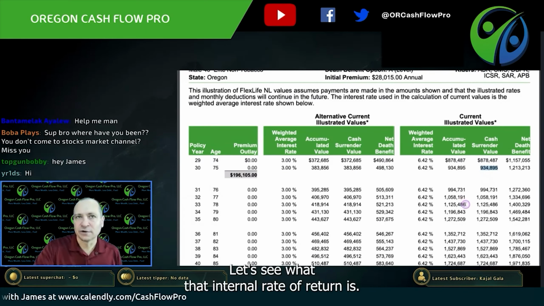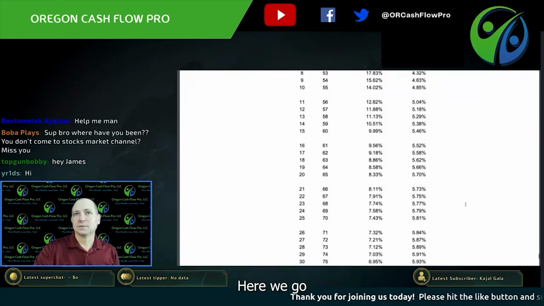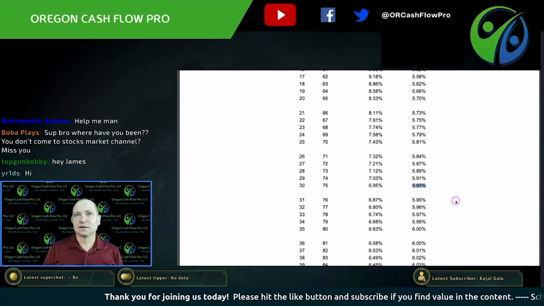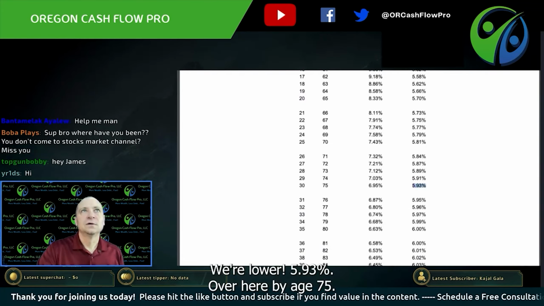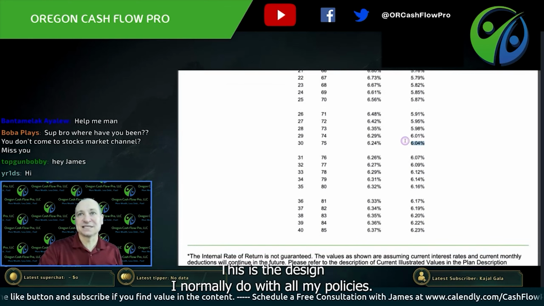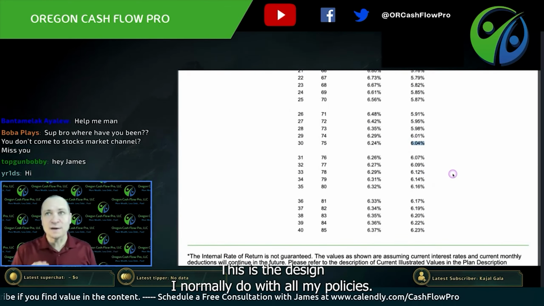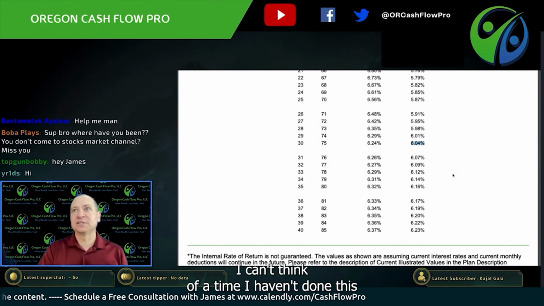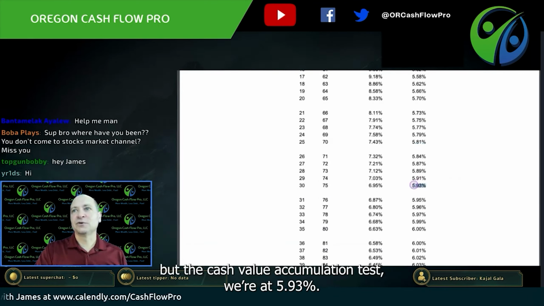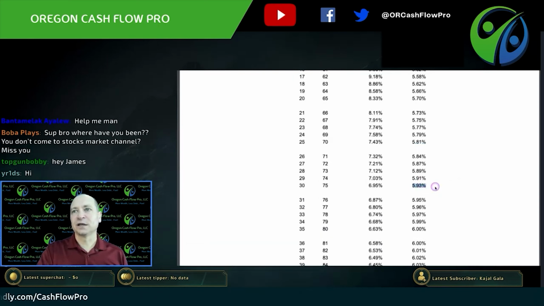Let's see what that internal rate of return is. Here we go. By age 75, internal rate of return, 5.93. We're lower. Over here, by age 75, this is our guideline premium. This is the design I normally do with all of my policies. Can't think of a time I haven't done this. We're at 6.04. With the cash value accumulation test, we're at 5.93.